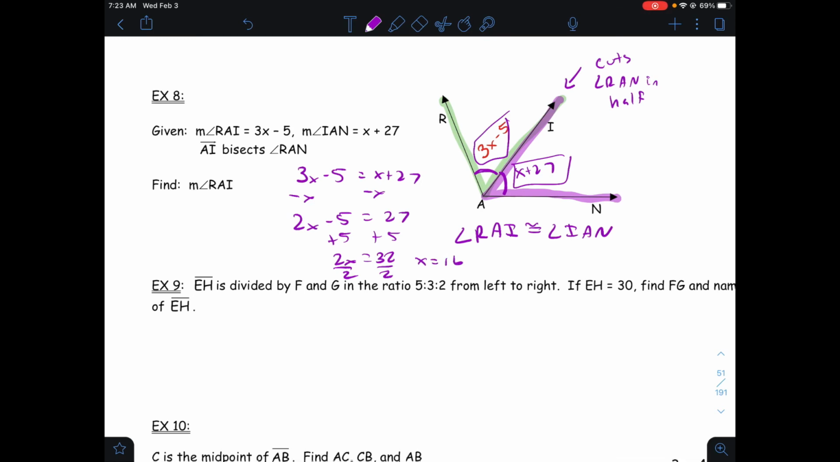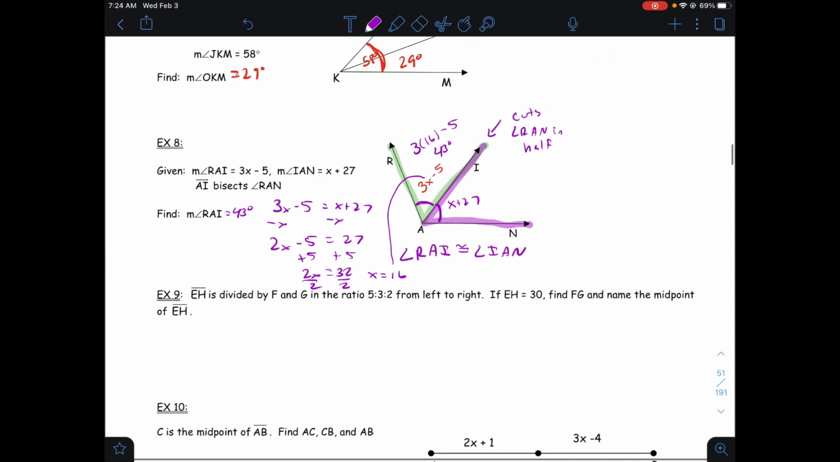But of course we're not done. We figured out what x is, but what did the problem ask us to do? It asked us to find the measure of RAI. So what we're going to need to do is plug 16 in for x. All right, we go to RAI. RAI is equal to 3x minus 5. So we'll do 3 times 16 minus 5. All right, so 3 times 16 minus 5 gives us 43 degrees. So the measure of RAI is going to be 43 degrees.